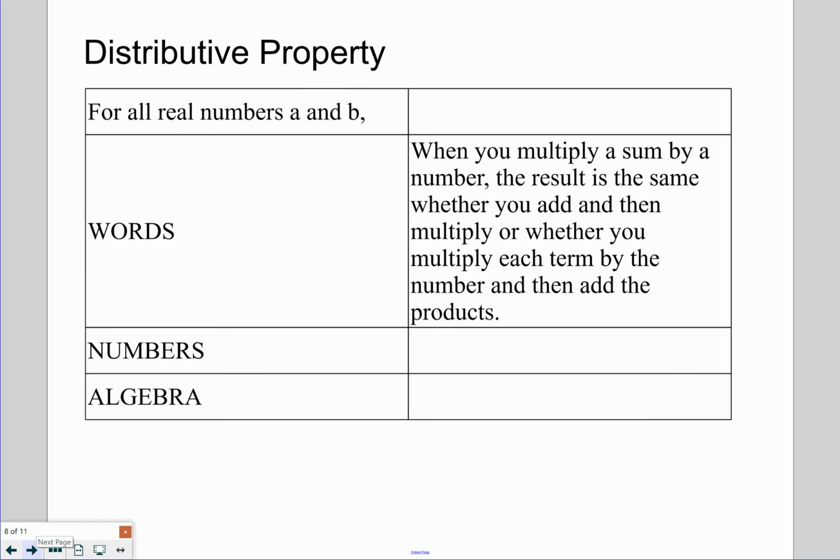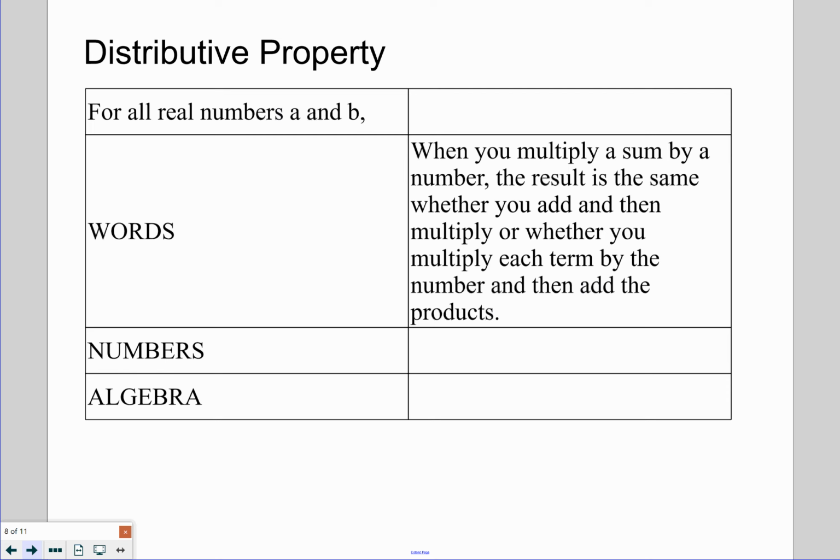The last one is the distributive property. This one is a lot of words. When you multiply a sum by a number, the result is the same whether you add and then multiply, or whether you multiply each term by the number and then add the products. All right, that's the distributive property. Now, you might not know any of those words in terms of that sentence for describing this, but I guarantee you most of you in here have seen this and use it all the time in algebra. Okay? So let's do one with numbers.